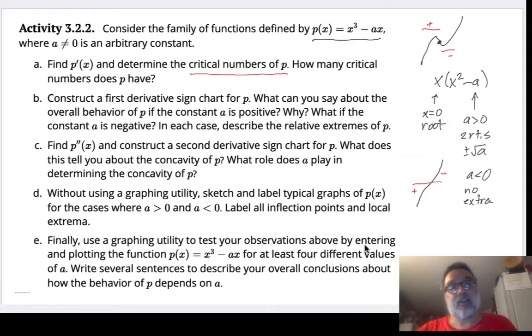And then it says, finally, use a graphing utility to test your observations above by entering and plotting the function p of x equals x cubed minus ax for at least 4 different values of a. Write several sentences to describe your overall conclusions about how the behavior of p depends on a. So in other words, we've got this family of functions. We have a parameter that we want to imagine being able to change the values. We want to be able to describe the effect that that parameter has on that family of functions. Okay.